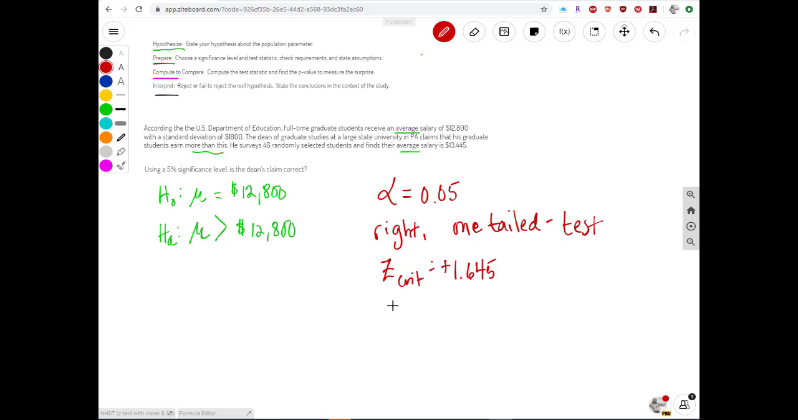Looking at my problem, I can also write down my sample size. So my sample size is 46. I know that the X bar, the sample mean, is $13,445. I'm going to go ahead and write mu out here as well in case I need it. So the mu was 12,800. And the standard deviation, remember standard deviation for population has that little o with a little tail at the top. And the population standard deviation was $1,800. Okay, so let's see what I've got here. Let me go ahead and draw my model.